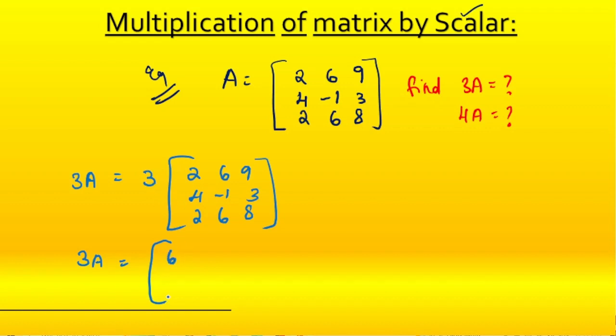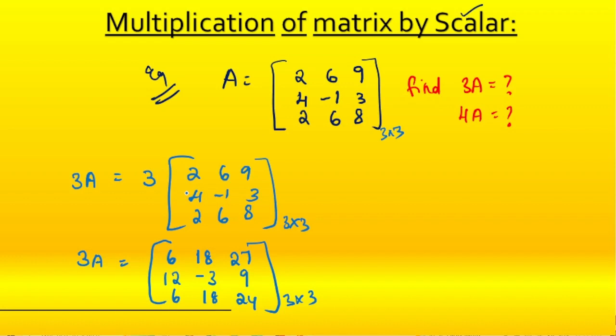3 twos are 6. Then 6 threes are 18. Then 9 threes are 27. Then 4 threes are 12. Then minus 3. Then 3 threes are 9. Then again 6, again 18, again 24. So here only one matrix is involved. If it is a 3 by 3 matrix, surely the result will also be a 3 by 3 matrix. It is not needed that it should be only a square matrix. Apart from a square matrix, it can be a 2 by 3 matrix, or a 1 by 3 matrix. It can be any type.